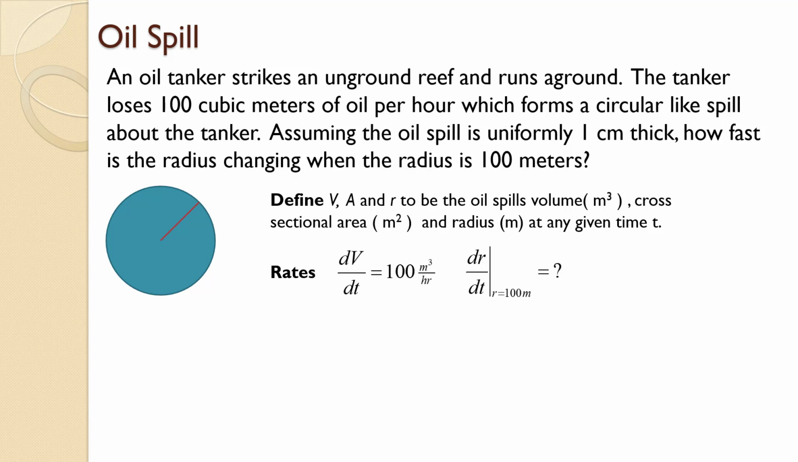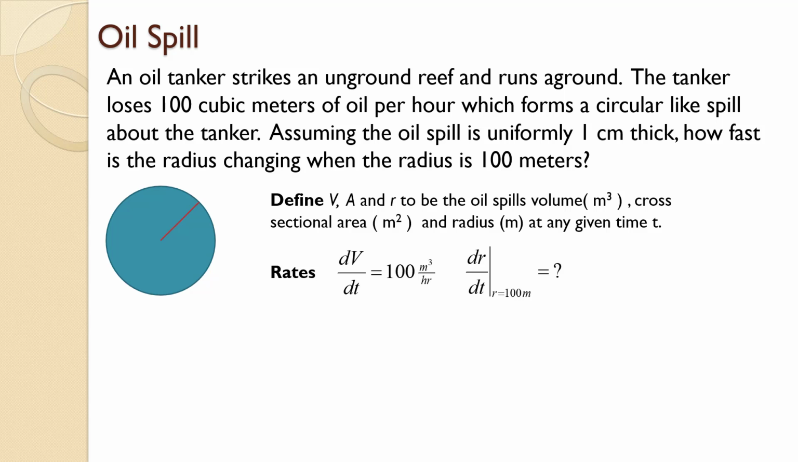Next, the rates. Well, I know that the oil tanker is losing cubic meters of oil, but that means the oil spill is gaining that volume in time. So the change of the volume of the oil spill in time would be a positive, because it's increasing, 100 cubic meters per hour.